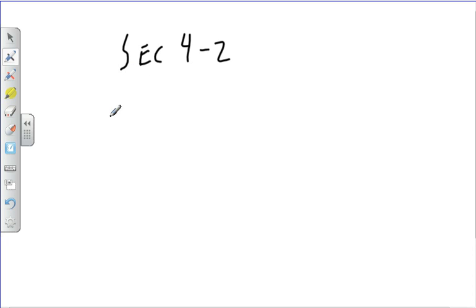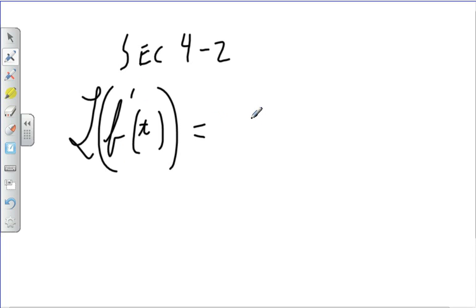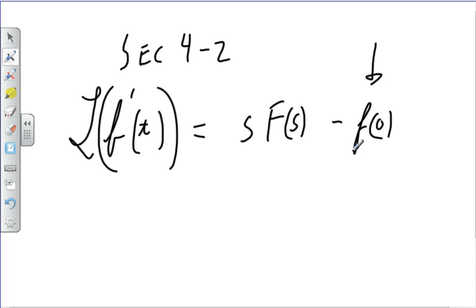And one of those cool things is that if I take the Laplace transform of the first derivative of something, then that's going to be s times F of s minus f at 0. So I'm going to have to know an initial condition. If I don't know the initial condition at 0, I can't use Laplace transforms.